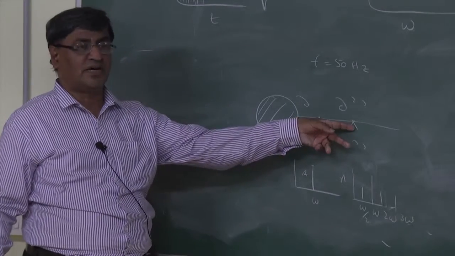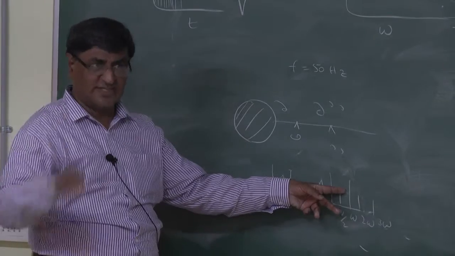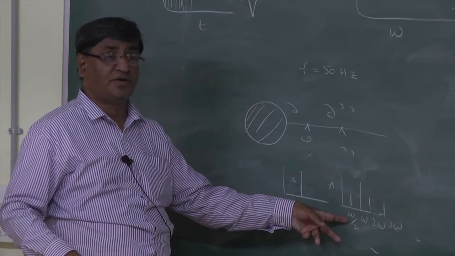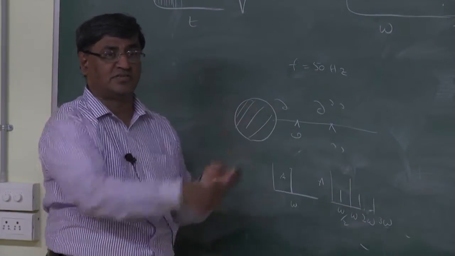But when I went further down and then measured, I find that not only the fundamental mode, that fundamental is still there, but there is a subharmonic which has come at omega by 2. Superharmonics at 2 omega, 3 omega have come. That means they have come from splitting of these vortices.